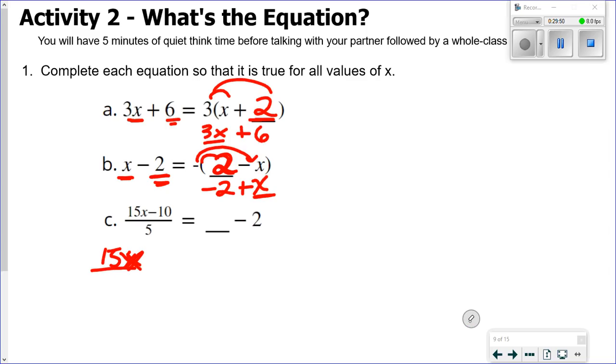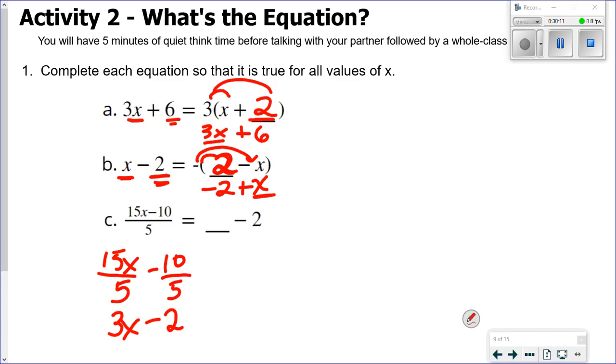Sorry, that's very messy. Let me rewrite that. 15x divided by 5 minus 10 divided by 5. So let's complete that math. 15x divided by 5 gives me 3x. And minus 10 divided by 5 gives me a minus 2.